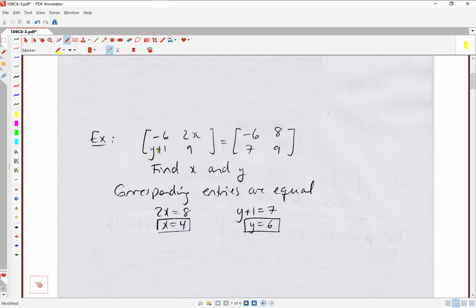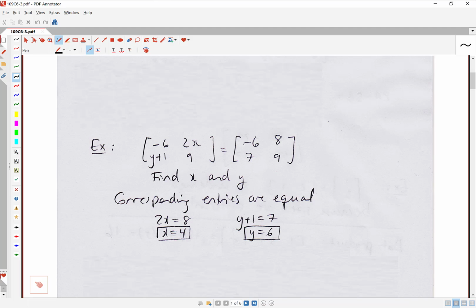Continuing our way through the matrix, we're just going to keep saying that corresponding entries are equal. So in the bottom left, we have y plus 1, and that has to equal 7. So we can set up an equation here, y plus 1 equals 7. That means y equals 6. And then continuing to our last entry in the matrix, the bottom right entries have to be equal as well, and they are. So 9 equals 9. So we've succeeded in finding the values of x and y, but more importantly, we learned what it means for 2 matrices to be equal, which is that corresponding entries have to be equal.